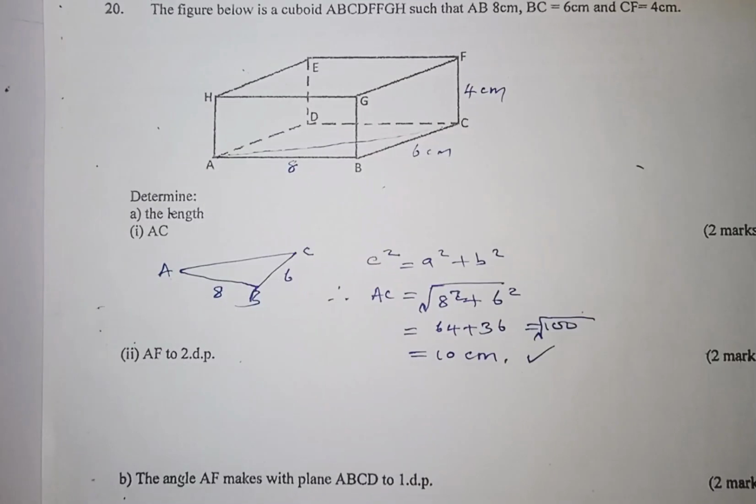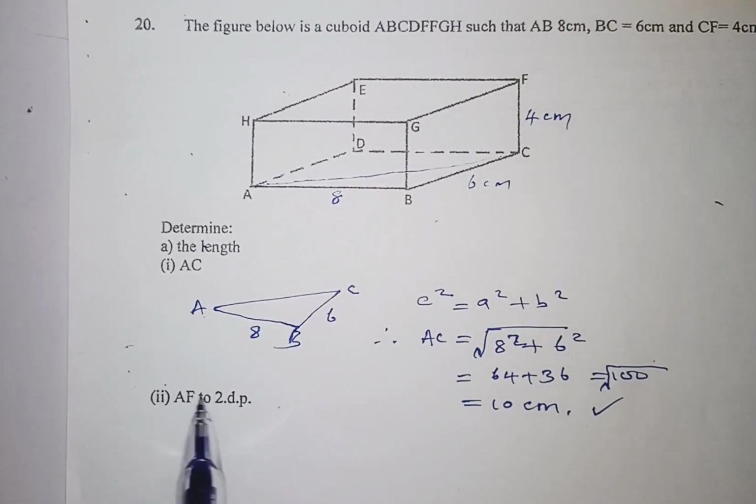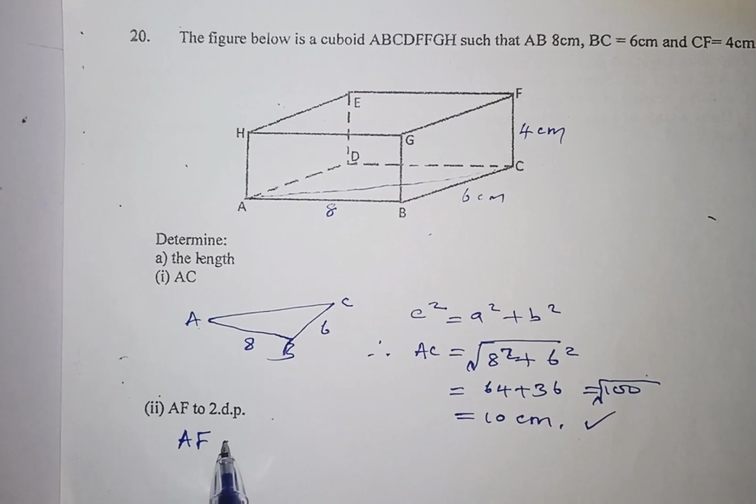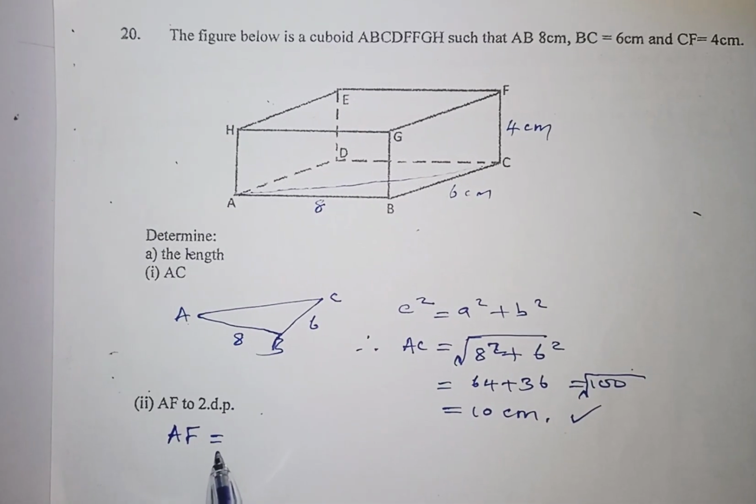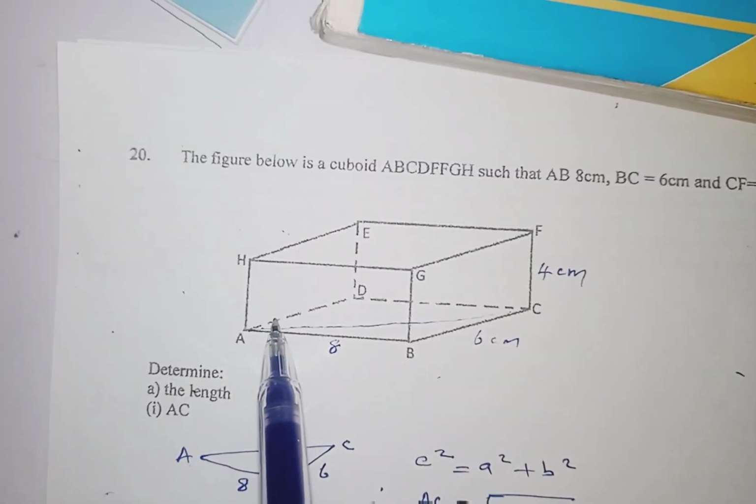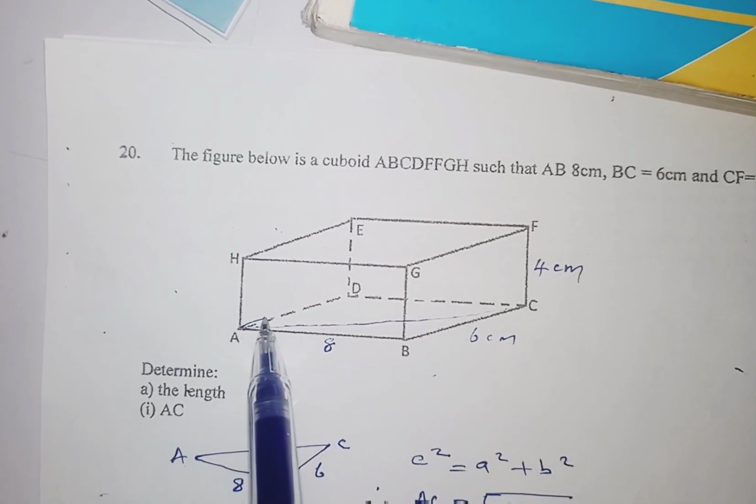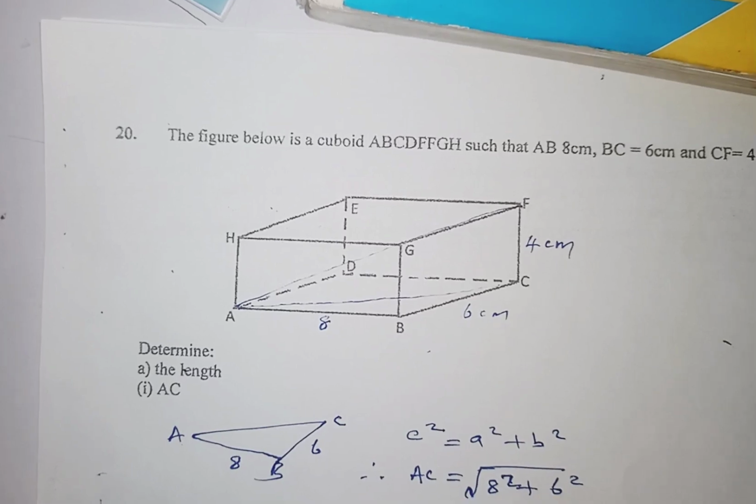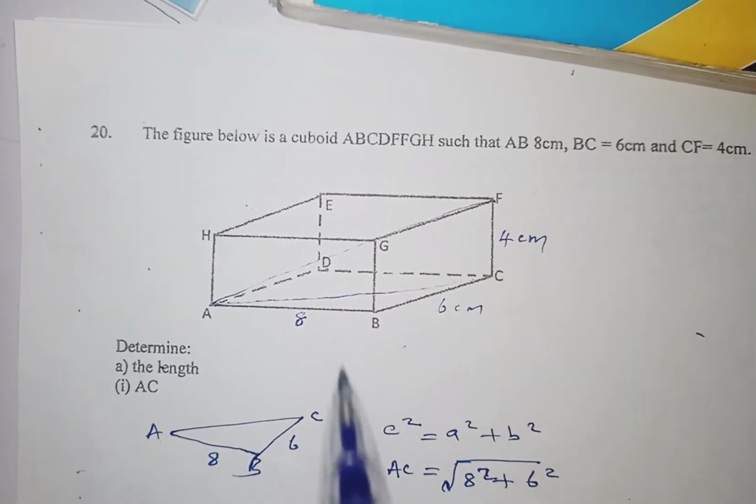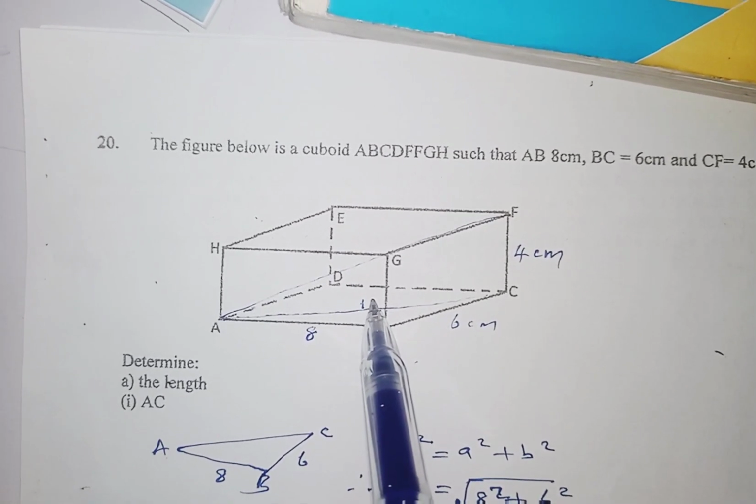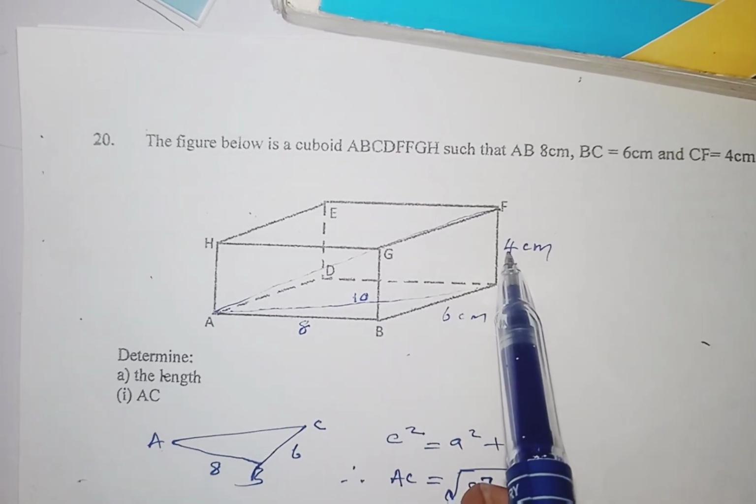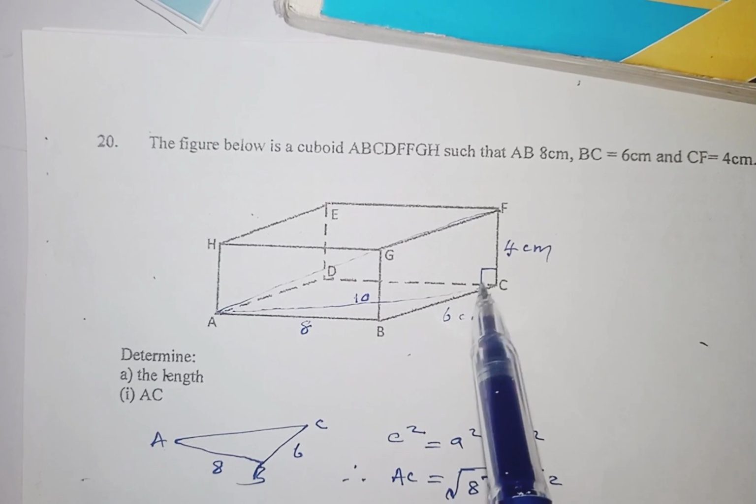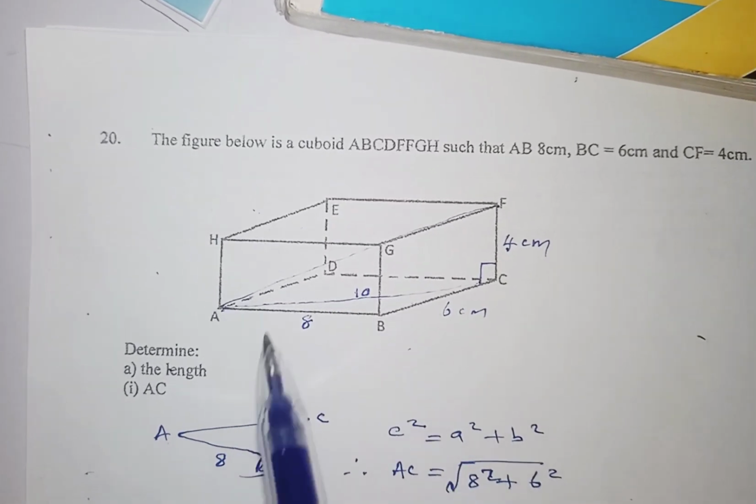Then we move to AF to 2 decimal places. We can clearly see it. Again, we'll use the diagonal, which already we have, and the height CF. So AF again is our hypotenuse for that matter, while AC is our base, the 10, and FC is our height. And at point C, that is where we have angle 90.